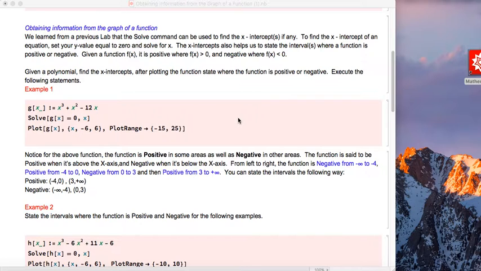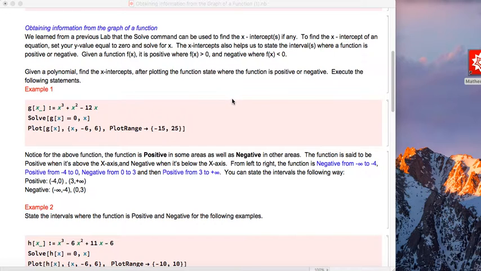Obtaining information from the graph of a function. We learned from a previous lab that the solve command can be used to find the x-intercepts, if there are any. To find the x-intercept of an equation, set your y value equal to 0 and solve for x. The intercepts also help us to state the intervals where a function is positive or negative. Given a function f(x), it is positive where f(x) is greater than 0 and negative where f(x) is smaller than 0.